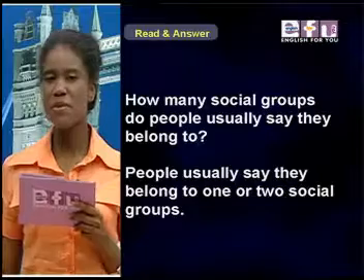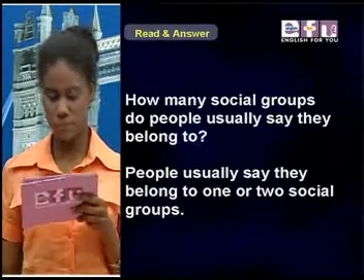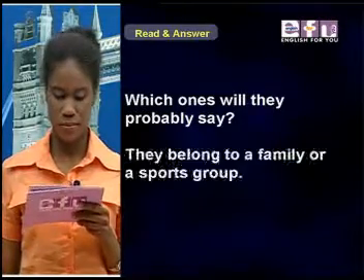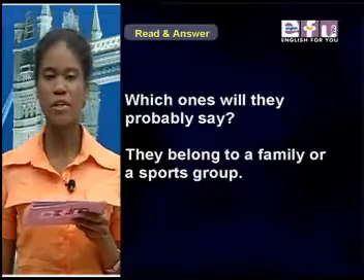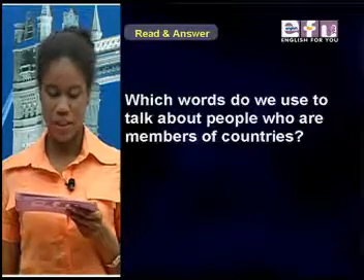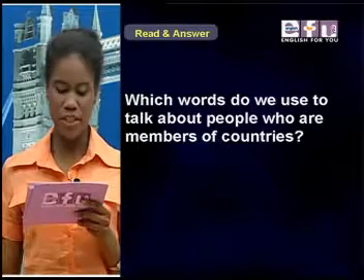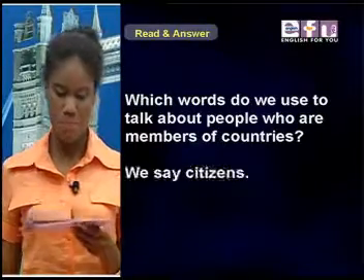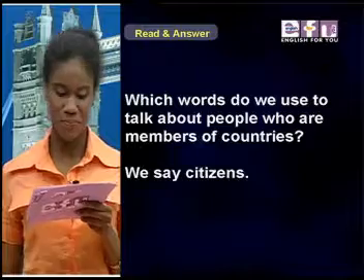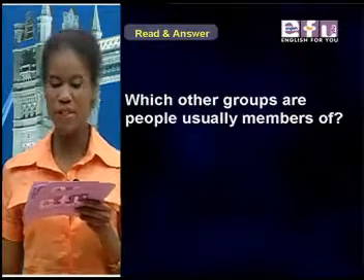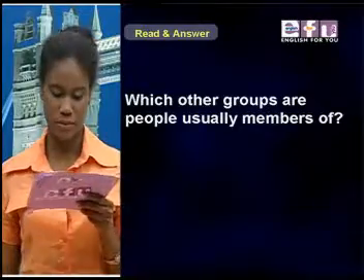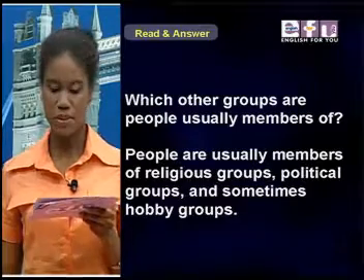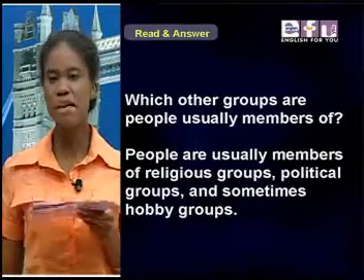People usually say they belong to one or two social groups. Which ones will they probably say? They belong to a family or a sports group. Which words do we use to talk about people who are members of countries? We say citizens. Which other groups are people usually members of? People are usually members of religious groups, political groups, and sometimes hobby groups.